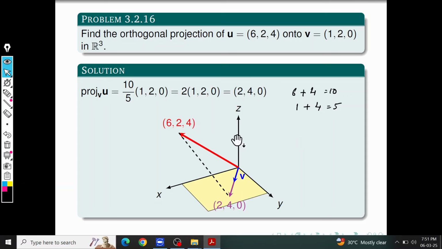Here you have the three-dimensional space, x, y, z axes are here. And the vectors are u and v. u is (6, 2, 4), the vector here. And v is the vector (1, 2, 0). You can see that the z coordinate is 0 here, so the vector is in the xy plane. So this is the vector (1, 2, 0). And you have to find the orthogonal projection of this vector u onto the vector v. So you can see that this angle is actually 90 degrees. This is a projection of the vector onto the xy plane. So it's a perpendicular drawn to the xy plane, and this is 90 degrees, and this vector (2, 4, 0) is the vector projection of u on v.